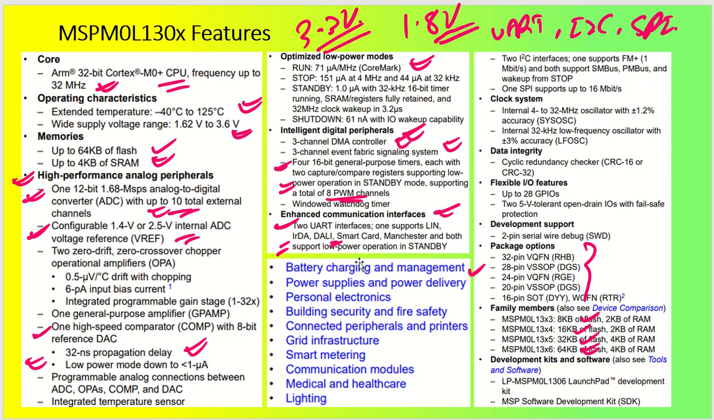It can be used in your personal electronics, and in your building security and fire safety. It can be connected into your connected peripherals and printers. It is very useful in your grid infrastructure applications, smart metering applications. It also has communication modules. Then it can be used in your lighting, basically LED drivers these days. Industrial LED drivers or home LED drivers require very few pins.